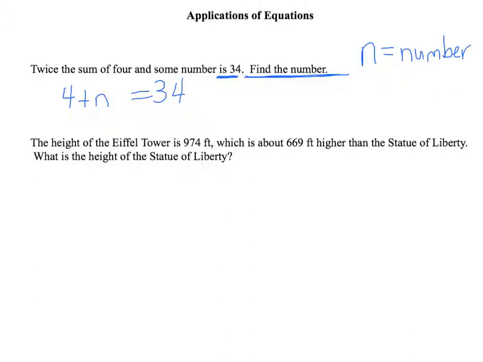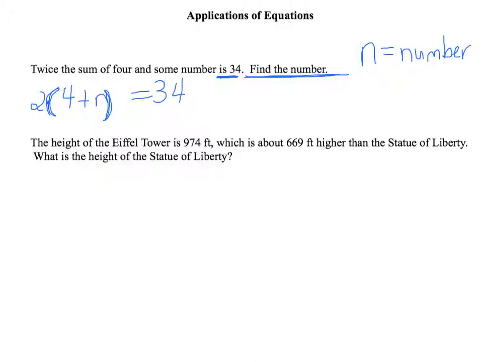Okay, so then I have twice that sum. So I need to say twice, which is 2 times the sum. But if I just say 2 times with the multiplication symbol, the dot, then a person who's looking at this may think that I mean 2 times 4. But really I mean 2 times that sum. So what I'm going to do is group the sum in parentheses, and I've created an equation: 2 times (4 plus n) equals 34.